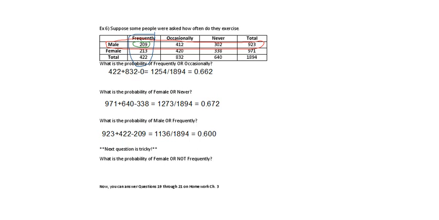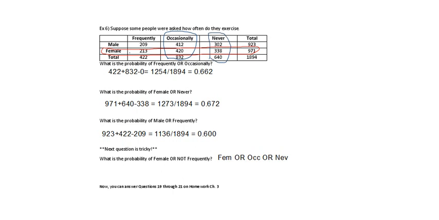All right, the next one, it's another trick question. Female or not frequently? Not frequently means it's either going to be occasionally or never. So the real question here is female or occasionally or never. All right, let's answer that. So first I will circle the females. Then I will circle occasionally. Then I will circle never.